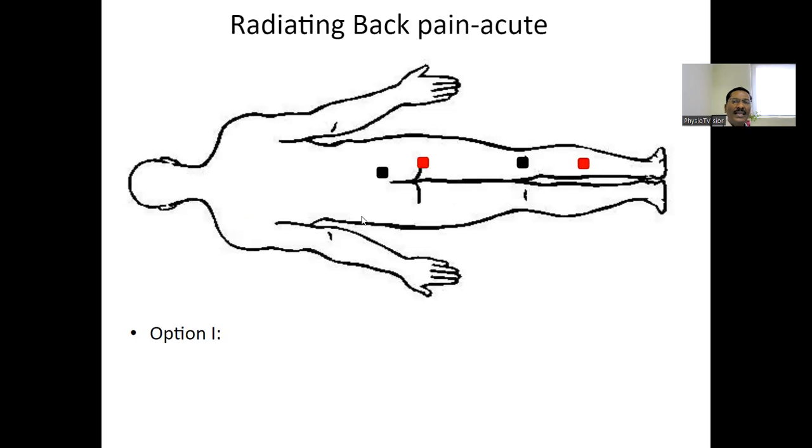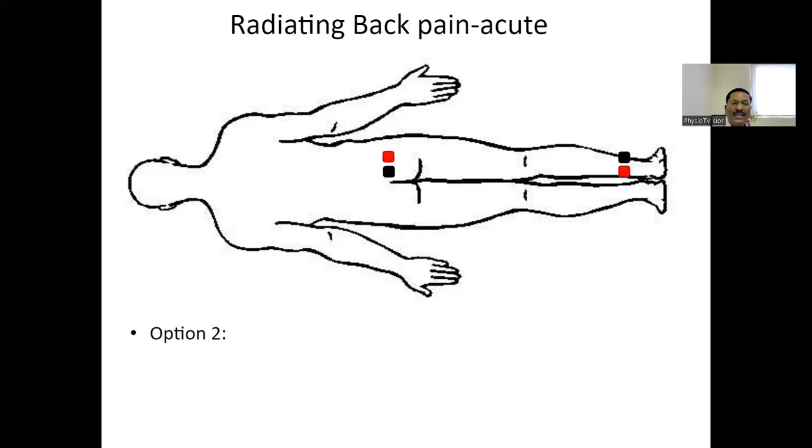Then when we have a radiating pain, we have several options for placement of electrodes. The first option is a linear placement, where we place alternately channel 1 first electrode, then channel 2 first electrode, then channel 1 second electrode, then channel 2 second electrode. This is the placement.